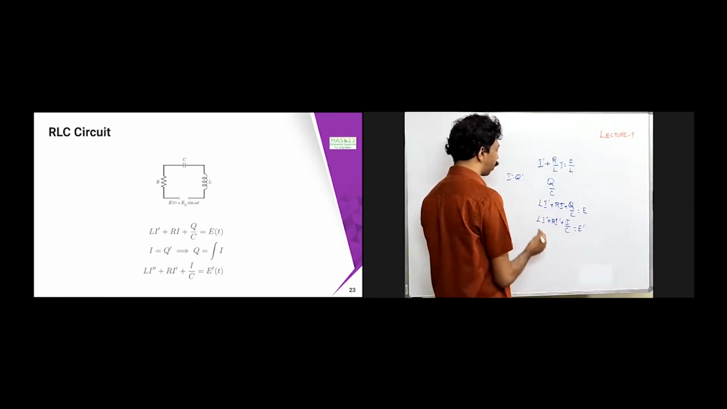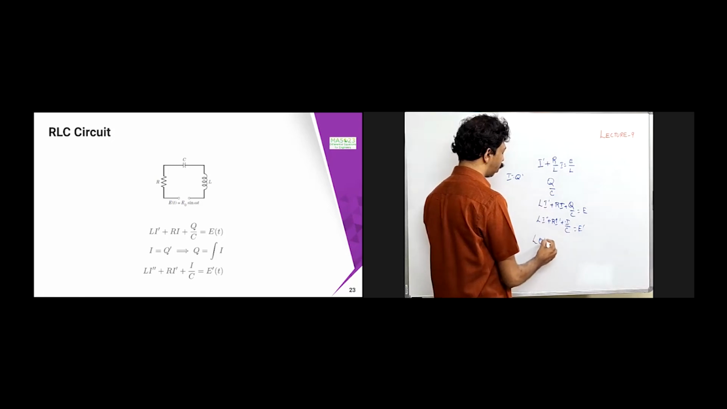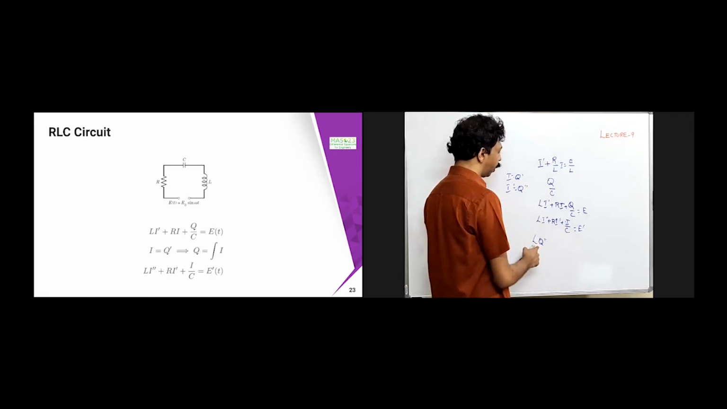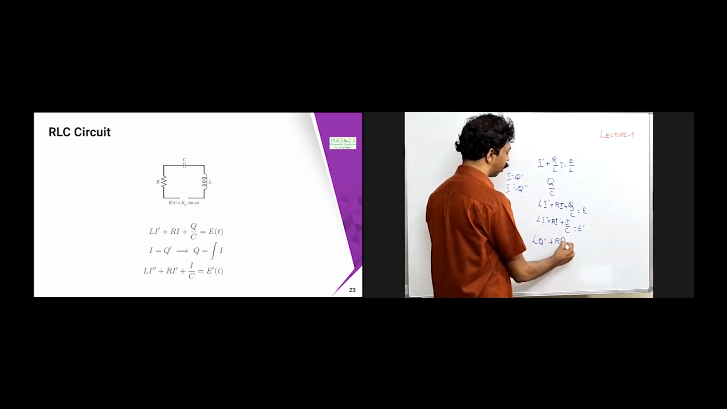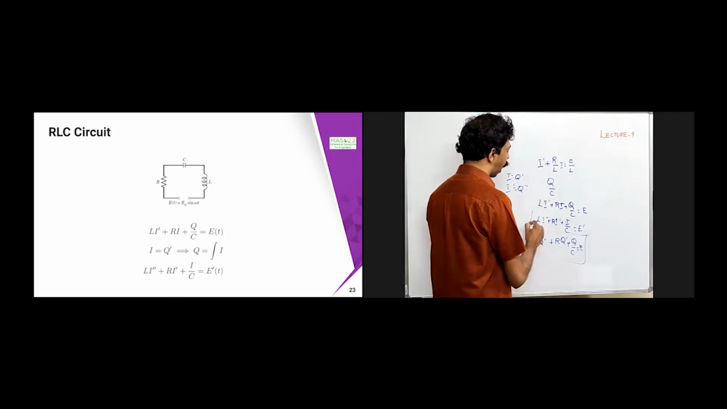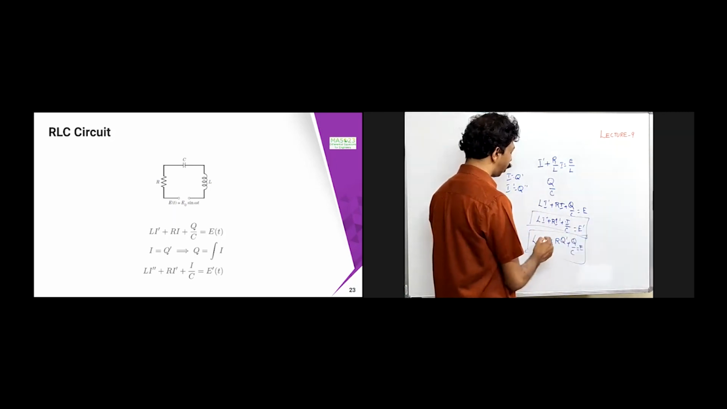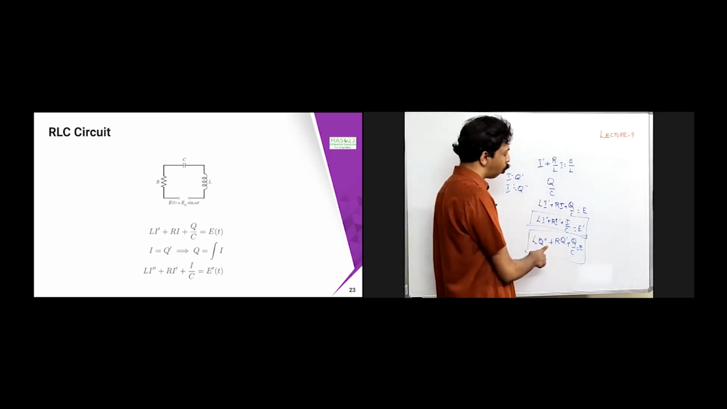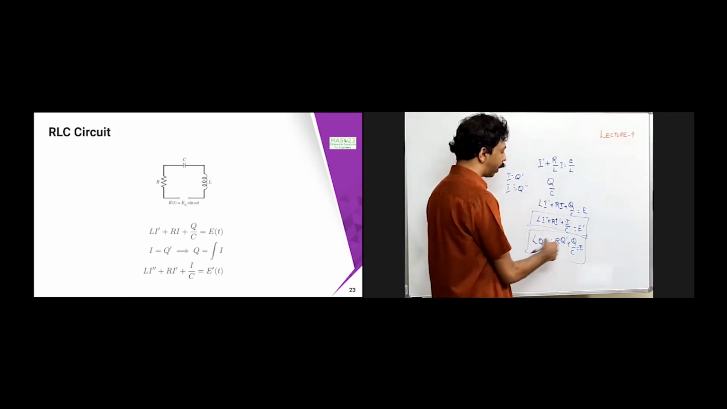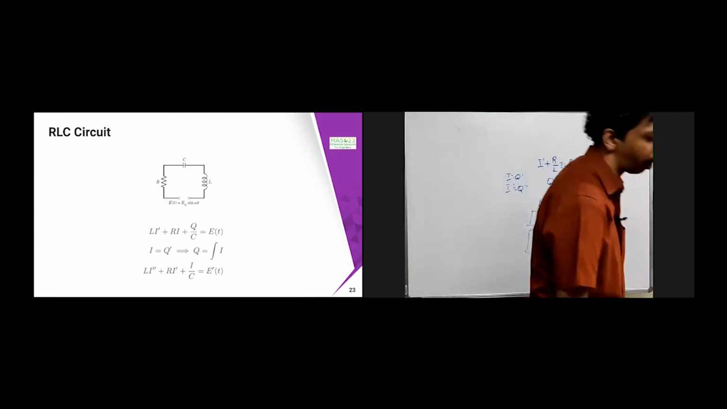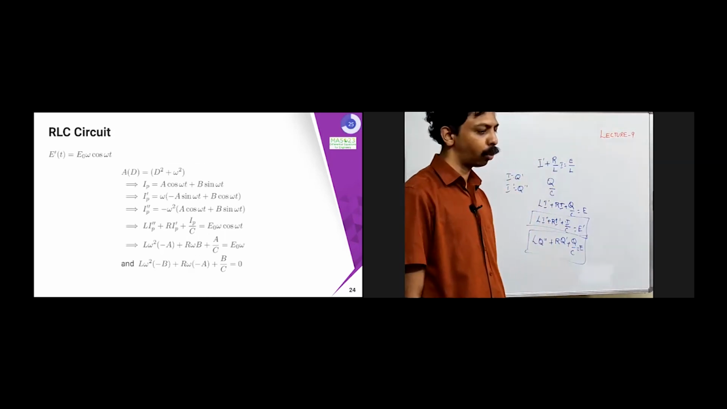You substitute I equal to Q dash. Therefore, this is going to become LQ double dash, because I equal to Q dash means I dash is going to become Q double dash. So LQ double dash plus RQ dash plus Q by C equal to E. In both cases, you have to solve either for current here, or for the charge here, Q or I. So in both cases you are going to get a second order ODE problem. Once again, you can use similar logic and get the answer.